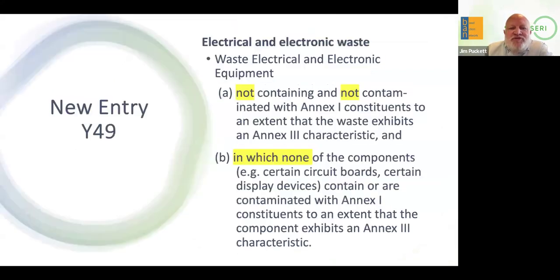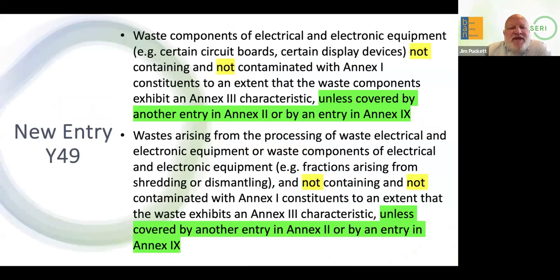Now, the new entry Y49 is basically a mirror of the hazardous entry. And it says that if it doesn't contain all these hazardous problems, then it's going to be under Y49. But the interesting addition here is there's a big unless. And Ben actually worked really hard to promote this, even though it's not a perfect resolution of a problem. It does say unless covered by another entry in Annex 2 or by an entry in Annex 9. So the main thing to look at there is entries in Annex 9.